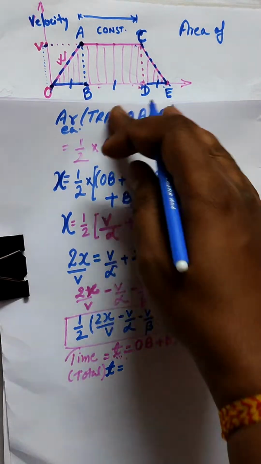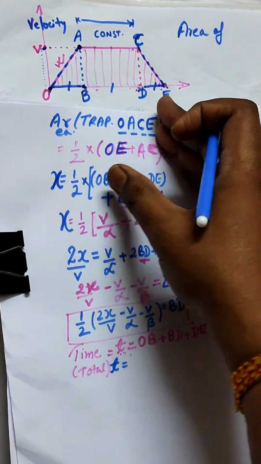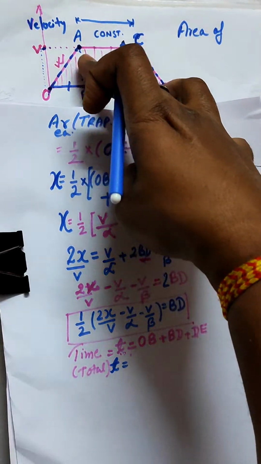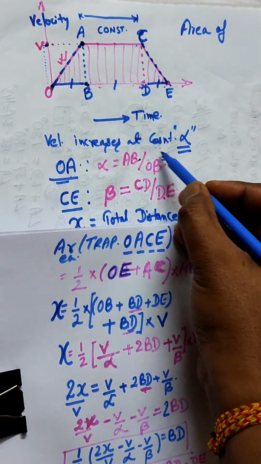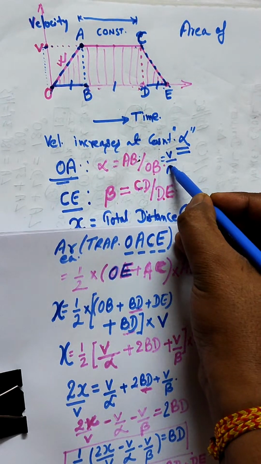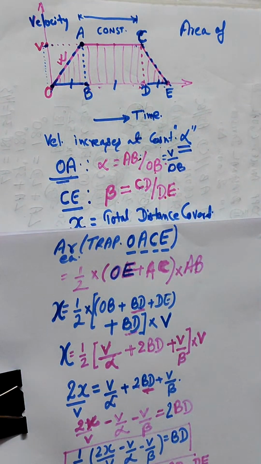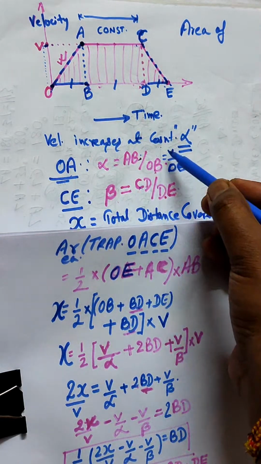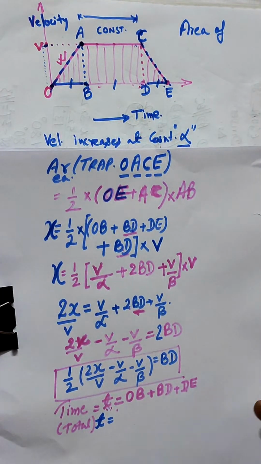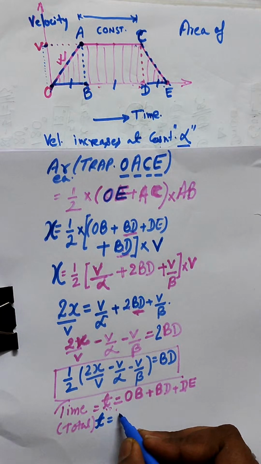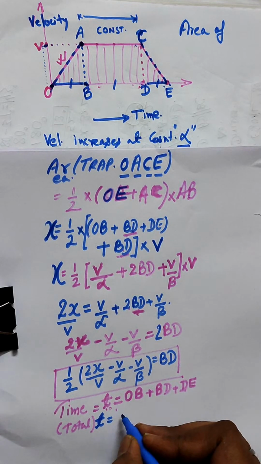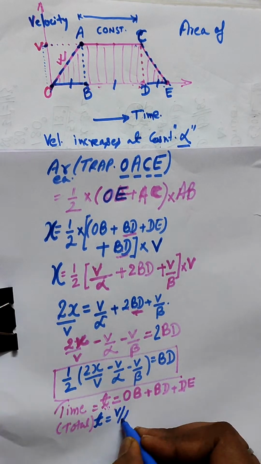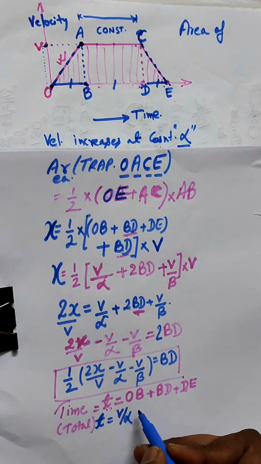What is the value of OB? We have already calculated, it's V by alpha. OB is V by alpha, you can see from here, and also from here. AB is V, so it's written as V by OB, right? So OB is V by alpha from here. We have already used the same relation above. So OB is V by alpha. Put up the value of this, V by alpha. OB is V by alpha plus BD.